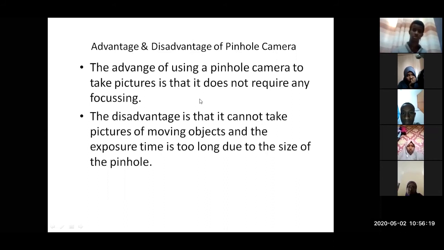Now, as we finish the pinhole camera, we need to talk about the advantages and disadvantages of a pinhole camera. That's a common question in exams. Advantages and disadvantages of a pinhole camera.